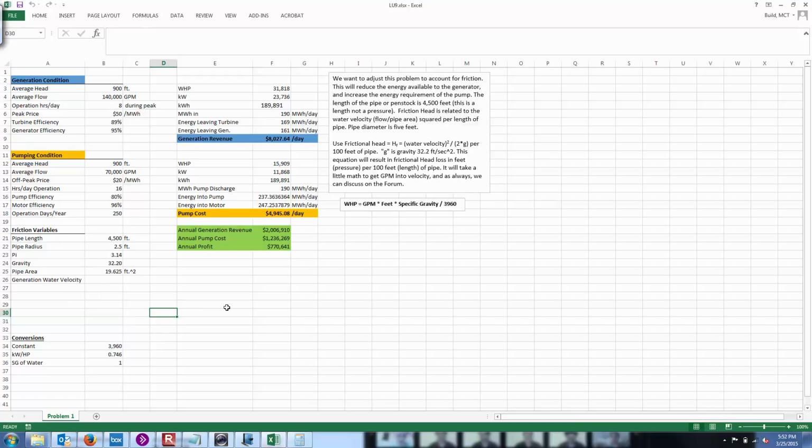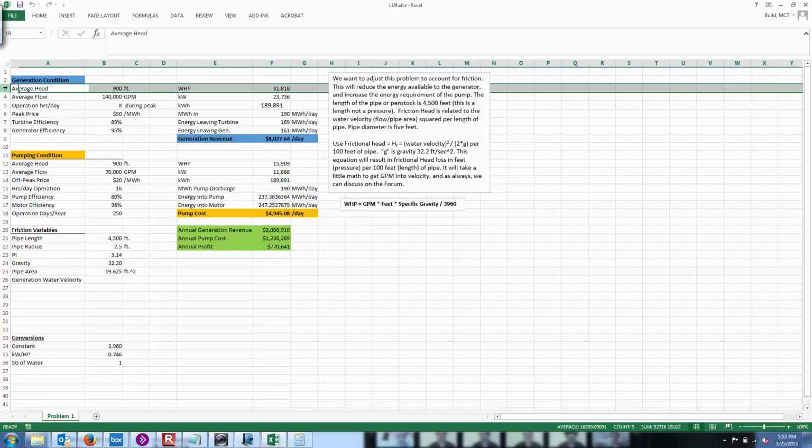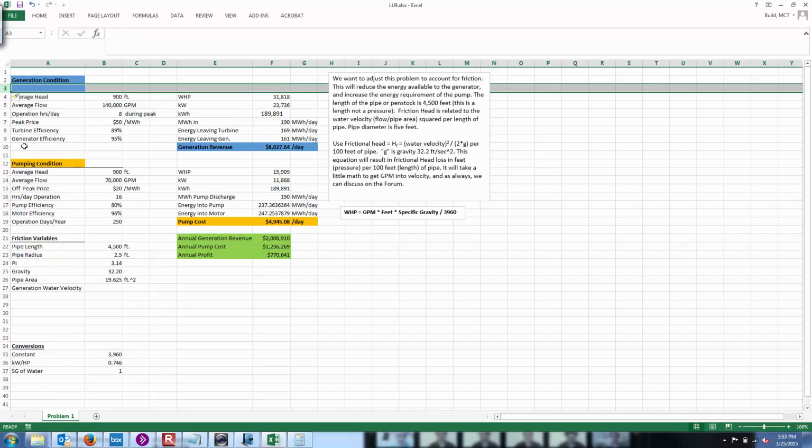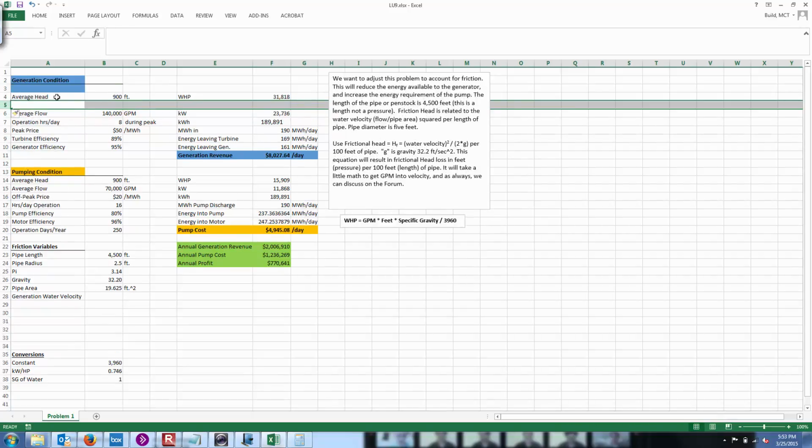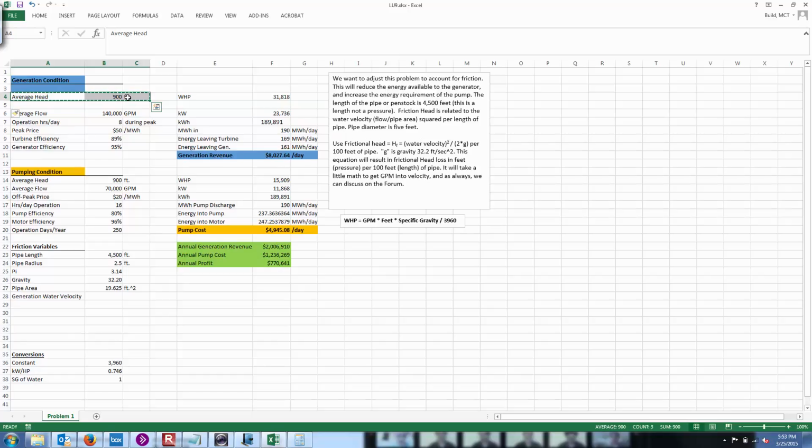You can come up with that, and what we're looking at ultimately is the gallons per minute aren't going to change. The average head, here's what I'm going to do. I'm just going to stick this in here. Insert. Insert. Copy. Paste.